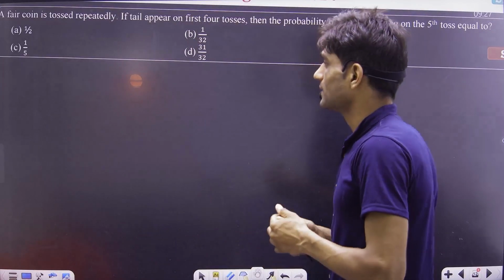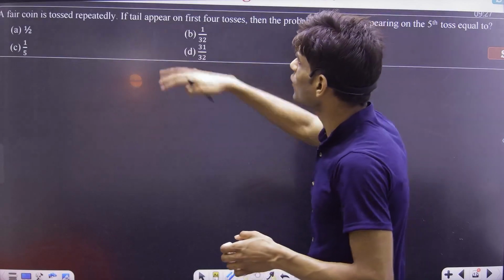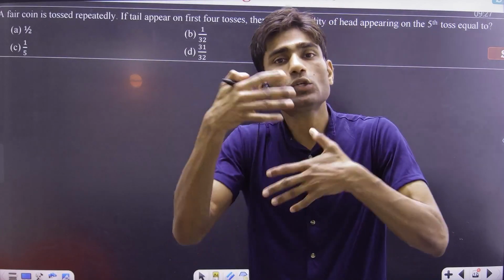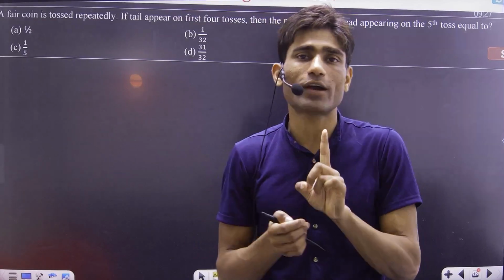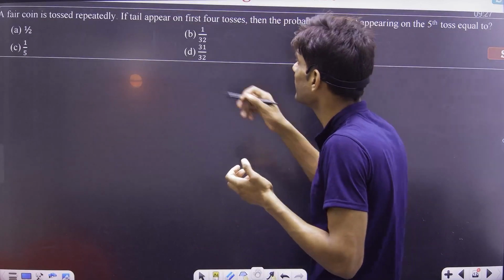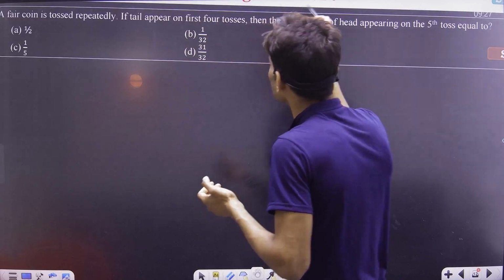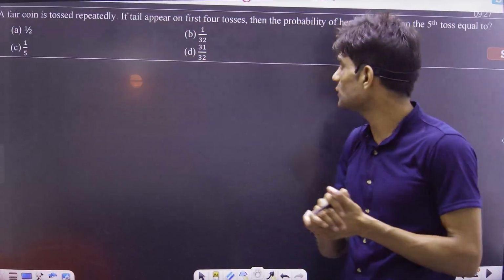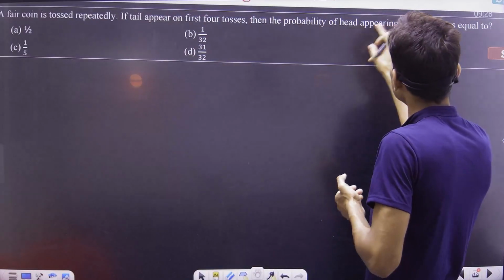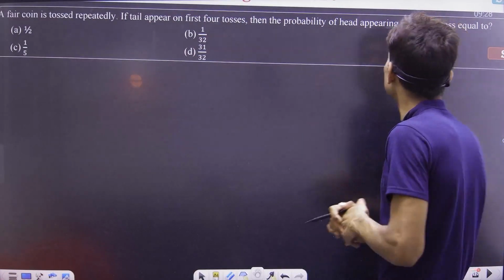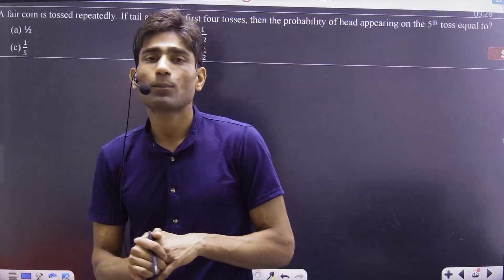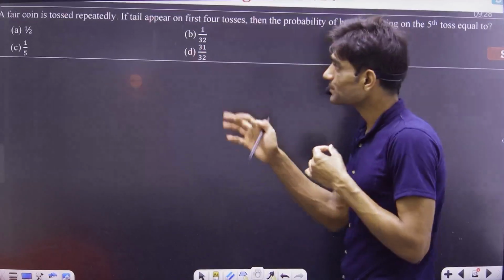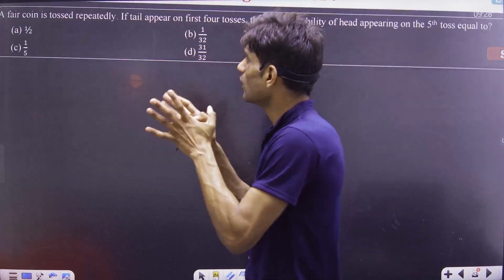Okay. Yes. Here in our question, a coin is tossed repeatedly. So we have one single coin which is tossed repeatedly. If a tail appears on the first 4 tosses, then what is the probability of a head appearing on the 5th toss, okay? Let me find. So what do we have here? A coin toss.